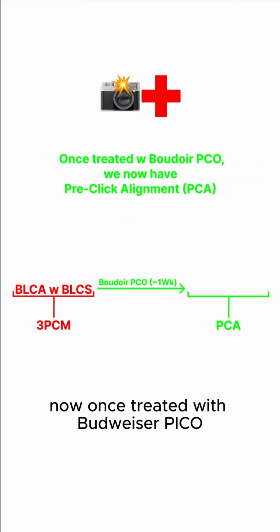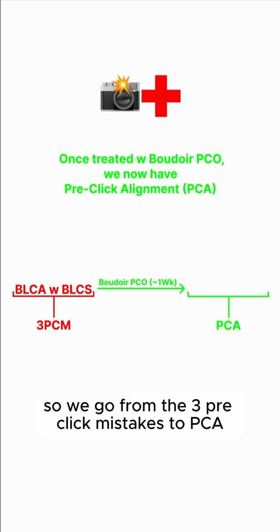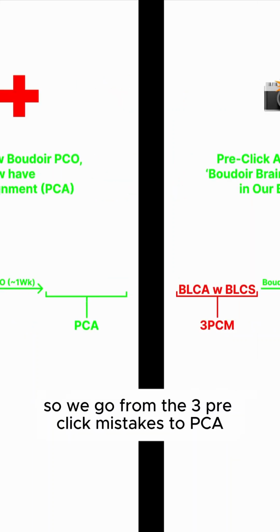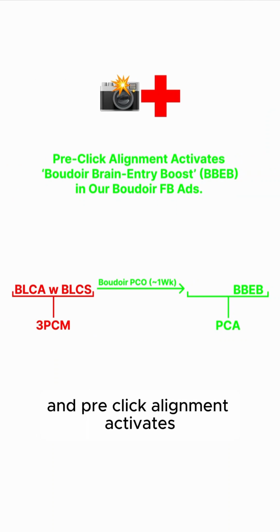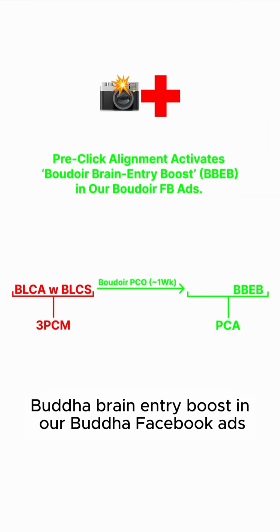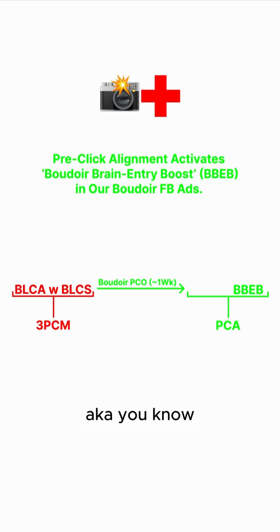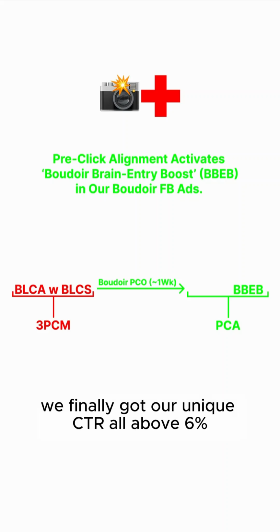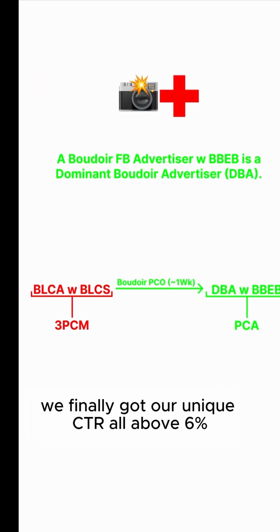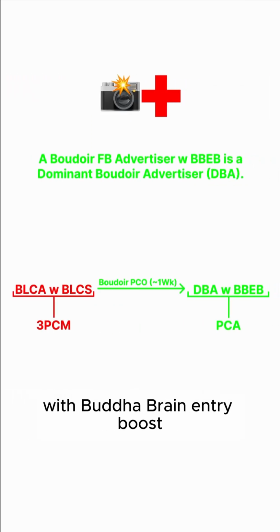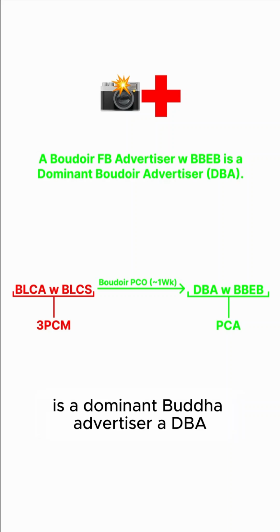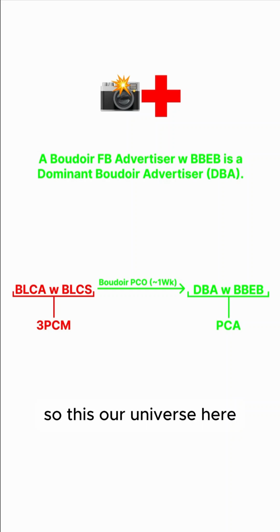Now, once treated with Boudoir Pico, we now have pre-click alignment, PCA. So we go from the 3 pre-click mistakes to PCA. And pre-click alignment activates Boudoir brain entry boost in our Boudoir Facebook ads. AKA, we finally got our unique CTR above 6%. And a Boudoir Facebook advertiser with Boudoir brain entry boost is a dominant Boudoir advertiser, a DBA. So this is our universe here.